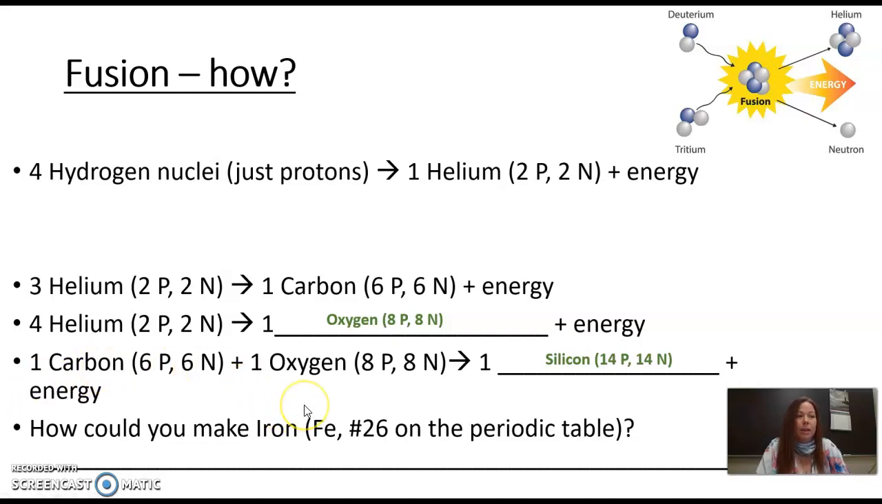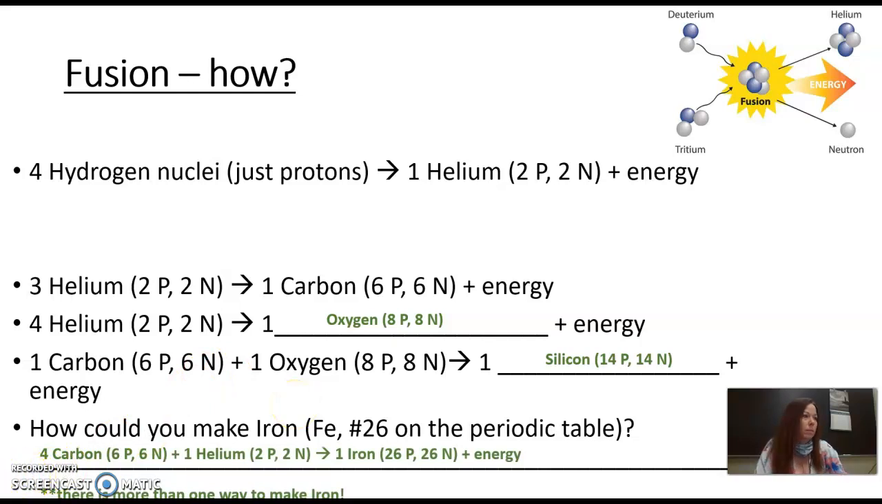Now how could you make iron, number 26 on the periodic table? You could do this a number of ways, but I feel like one of the easiest ways would be 4 carbon atoms. 4 times 4 is 16, 4 times 6 is 24, and then a helium atom, which has 2 protons, 2 neutrons. That will give you your 1 iron.